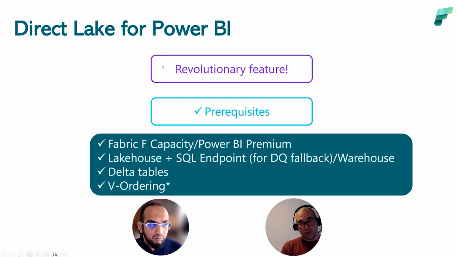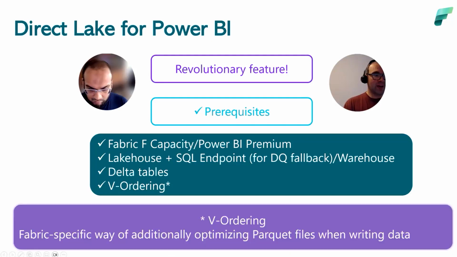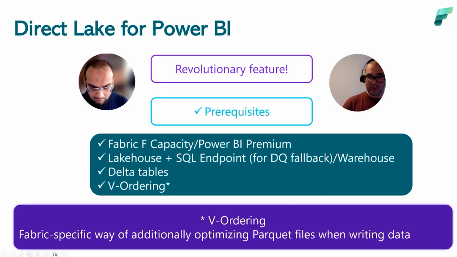Delta format. So if you store your data in a format other than Delta, let's say Parquet, no Direct Lake. So Delta table, that is important to keep in mind, you need to have data stored in Delta format. And V-ordering, I put this small asterisk here because it's not a hard prerequisite. That means Direct Lake will still work even though your Delta tables are not V-ordered, but performance can be worse in case you don't have V-order tables.